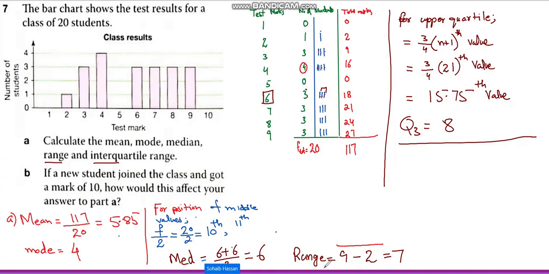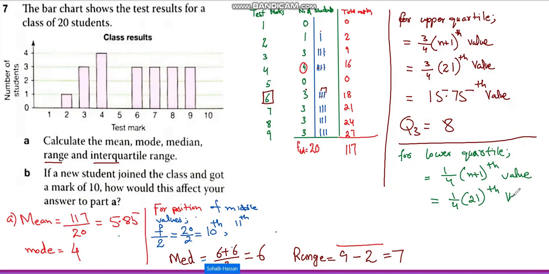Now for lower quartile, we can again use the formula for the position of the value, and that will be 1/4 of n plus 1 value. So here n is 20 again, so 1/4 of 21 will give us the position of the value, and that will be 5.25. So let's see what is the value at this position.